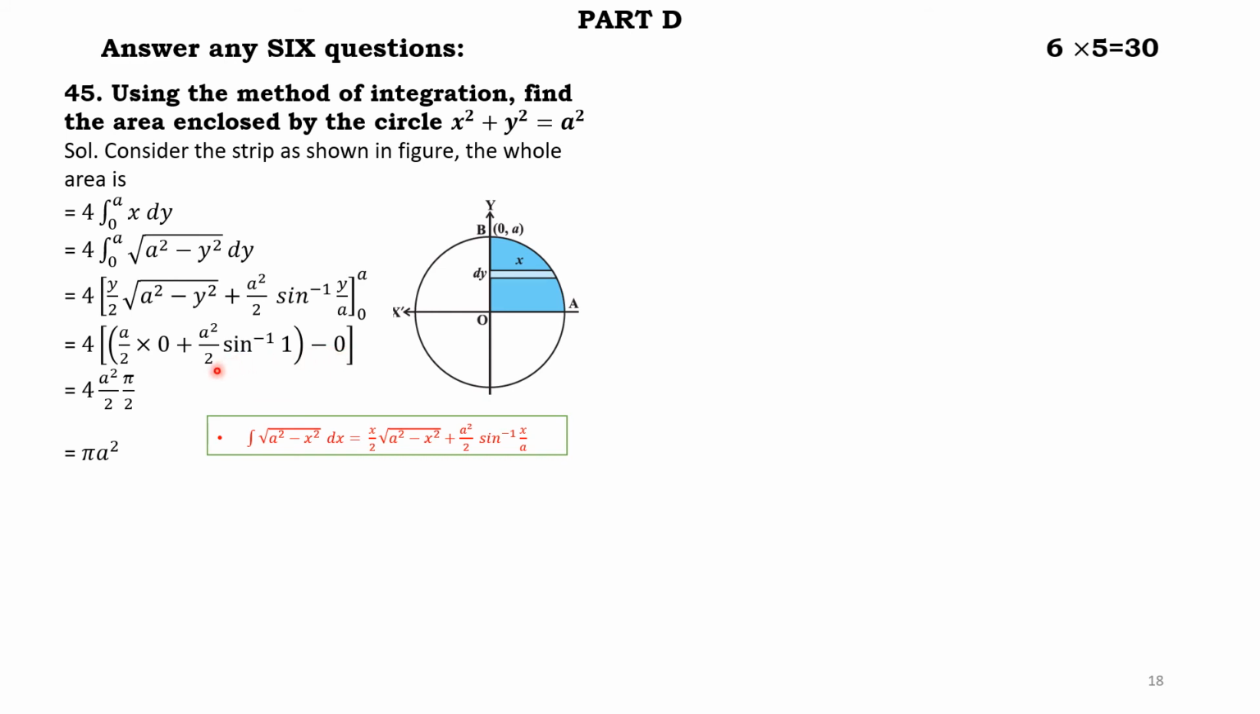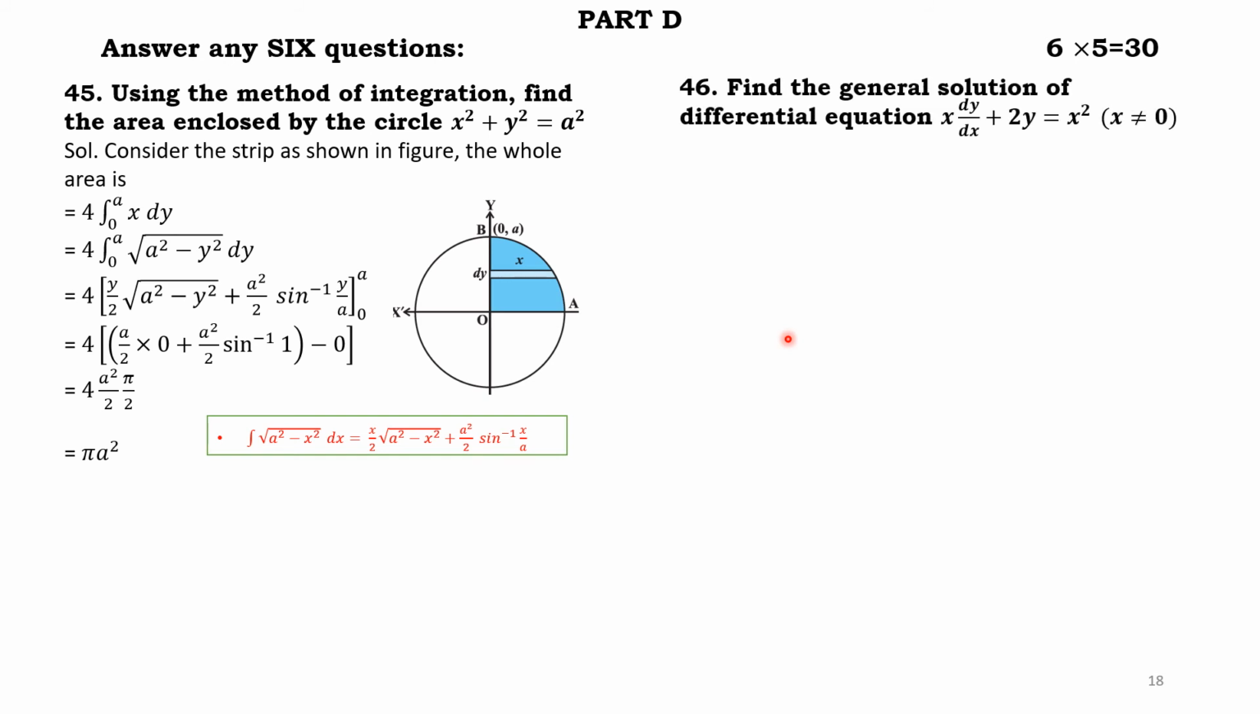The only term remaining is a square by 2 into sine inverse of 1, so it is 4 into a square by 2 into pi by 2, that is sine 90 is 1. Therefore the 4 gets cancelled. The answer is pi a square. That is, the area of the circle is pi a square, where a is the radius. This is the answer. For this you will get 5 marks.